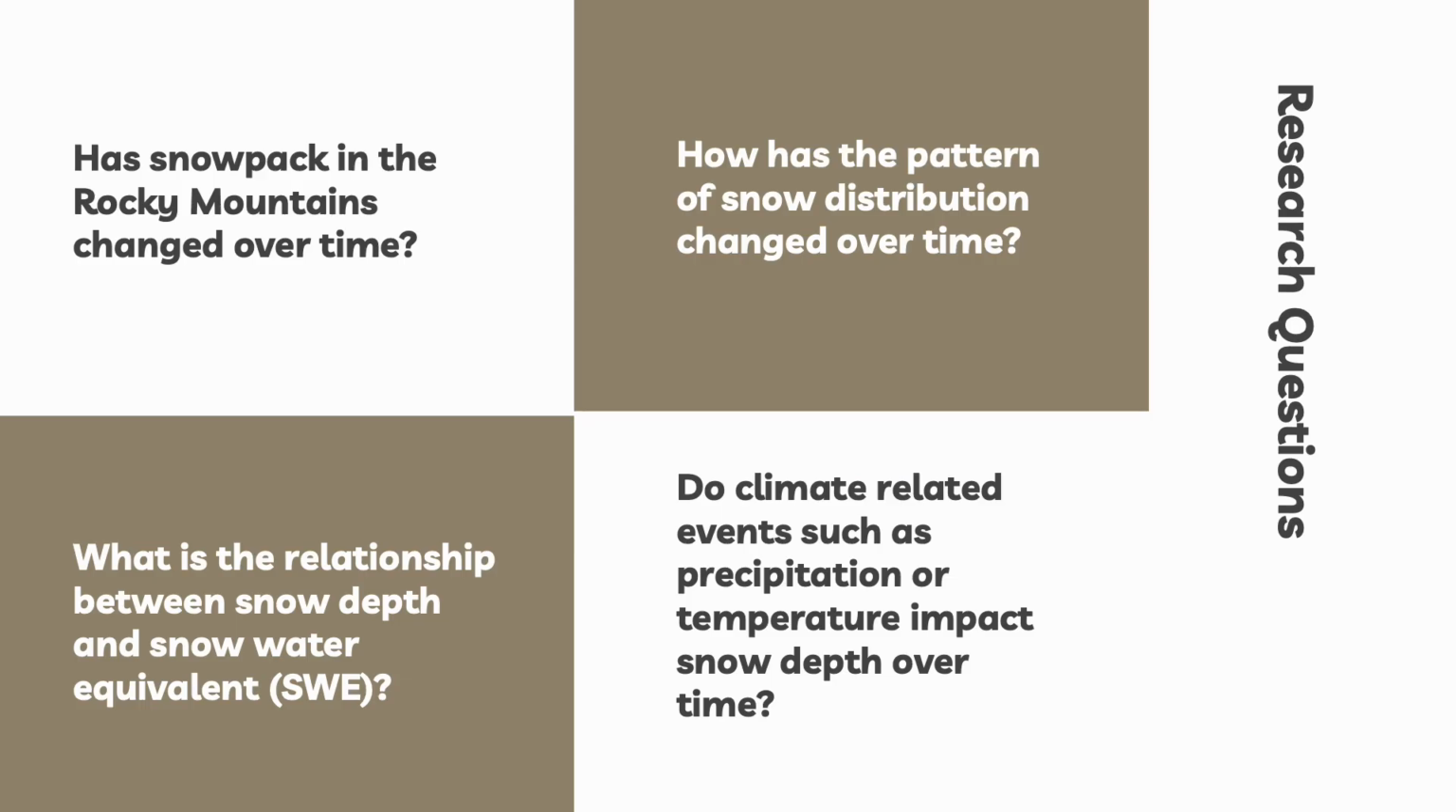So for my project, I wanted to address a few main questions. These are the 4 research questions that I aim to answer with this project. 1, how has snowpack in the Rocky Mountains changed over time? 2, how has the pattern of snow distribution changed over time? 3, what is the relationship between snow depth and snow water equivalent? And 4, do climate-related events such as precipitation or temperature impact snow depth over time?